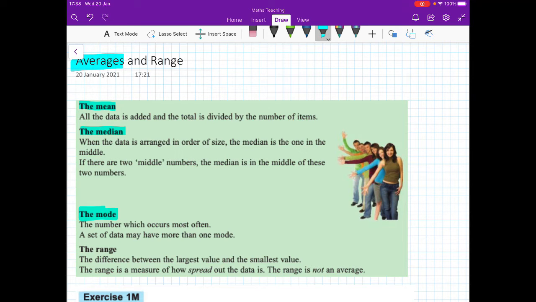The mode is the final definition of the average, and the mode is the number which occurs the most often. So it doesn't necessarily have to be in the middle, whereas the median and the mean often are a bit more. The mode is just the one that occurs the most often. A set of data may have more than one mode, or it may have no modes if each value appears once.